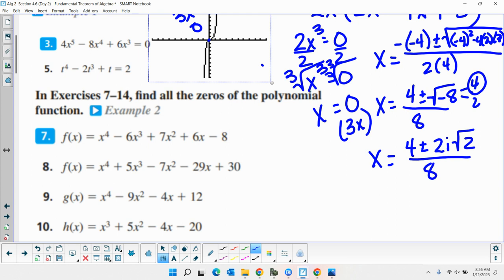What number goes into all 3 of those? A 2, right? So 2 goes into 4 twice. 2 goes into 2i 1 time. And 2 goes into 8 4 times. So there's my other 2 answers. 2 plus i radical 2 over 4 and 2 minus i radical 2 over 4. That's my 2 non-real ones, my 2 imaginary, and then 0 works 3 times. There's my 5 total. That was a tricky one.